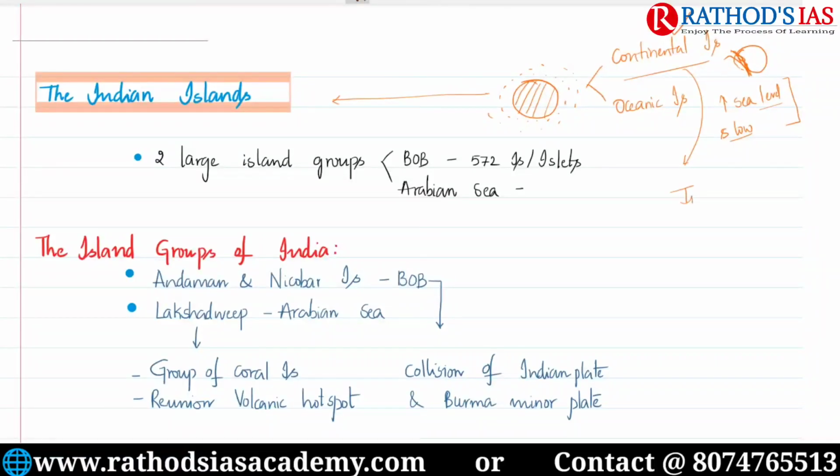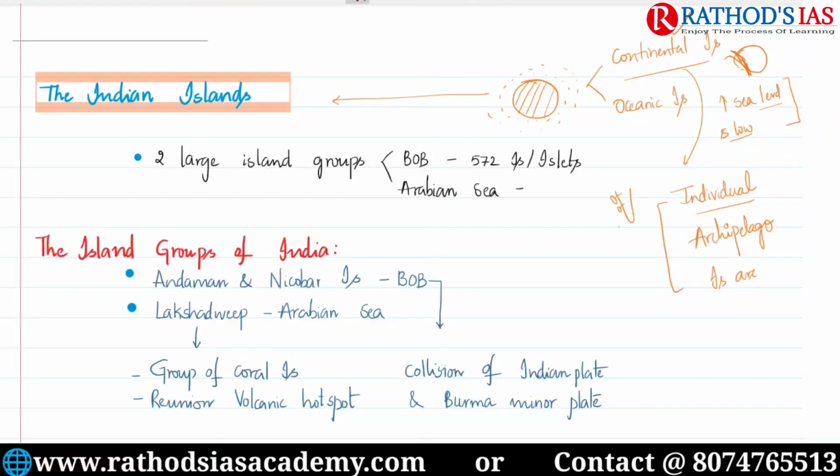The first one is individual island, the second one is archipelagos, and the third one is island arcs. These are the three types of islands that we can see in continental islands. So what is an individual island? If there is a mainland, just beside the mainland we can see these islands present, so that we can understand they were once part of this mainland.